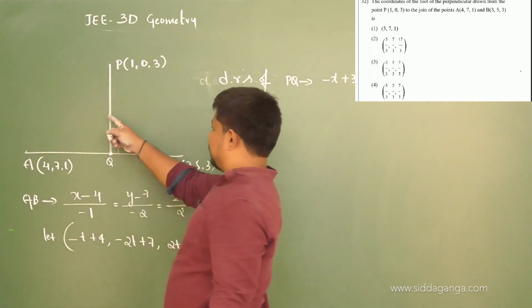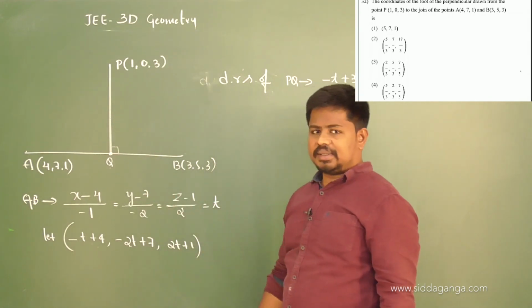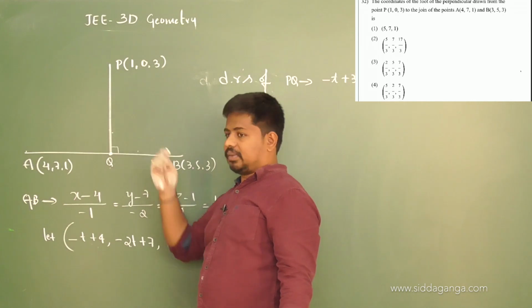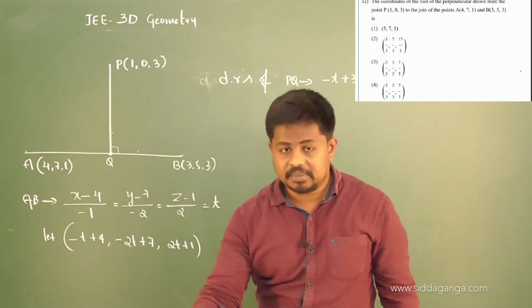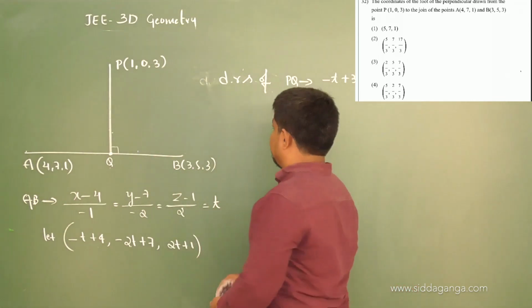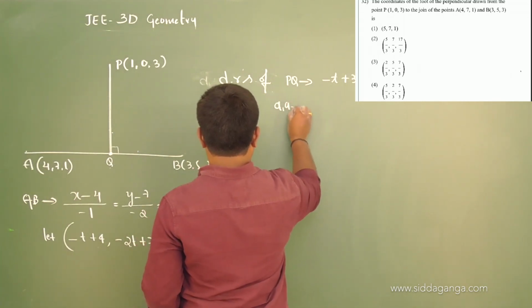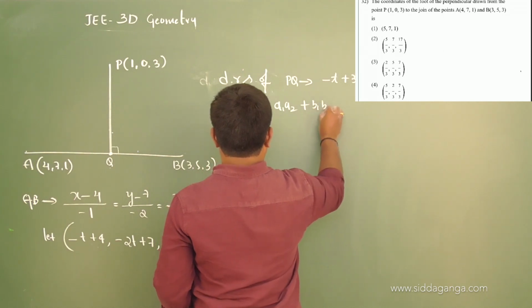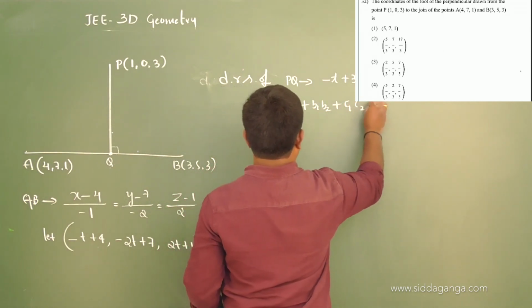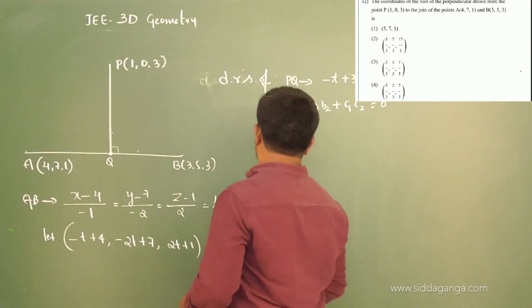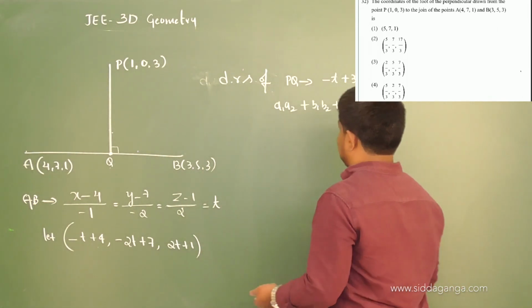So, since now these two are perpendicular, I mean we are finding the foot of the perpendicular, no? So, these two are perpendicular to each other. Since they are perpendicular to each other, there is a result that A1 A2 plus B1 B2 plus C1 C2 must be equal to 0. You mean A1 B1 C1 are the ratios of AB and A2 B2 C2 are the ratios of PQ.